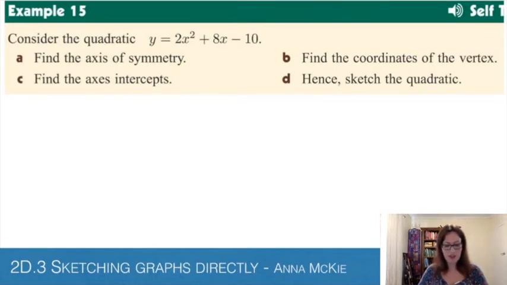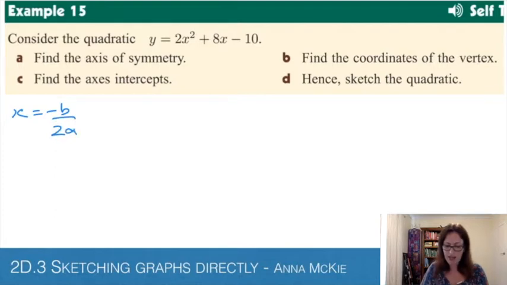All right, let's get on to one example here. So we've got this quadratic. First of all, it's asking us to find the axis of symmetry. Now, thinking back to what formula we had for that, x equals what? We have x is equal to negative b on 2a.